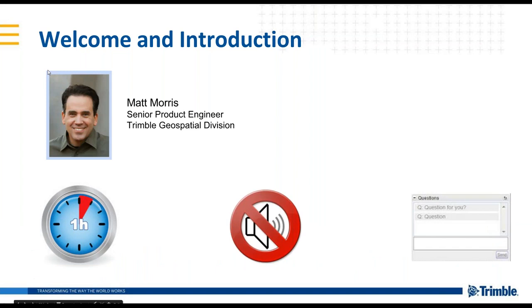My name is Matt Morris. I am a senior product engineer in our Trimble Geospatial division. I've worked on Trimble Positions since its inception. So I came in working on the product right when we started it. So I've been involved with it from the very beginning.